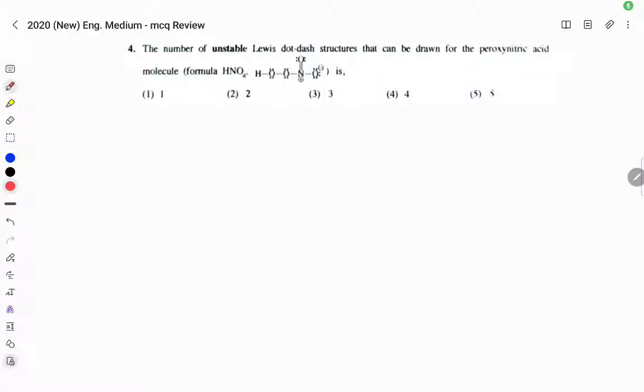The fourth question: the number of unstable Lewis dot-dash structures that can be drawn for the peroxynitric acid molecule. The formula is given, HNO4. Okay, let's first draw the molecule.